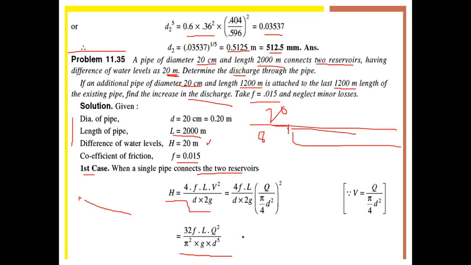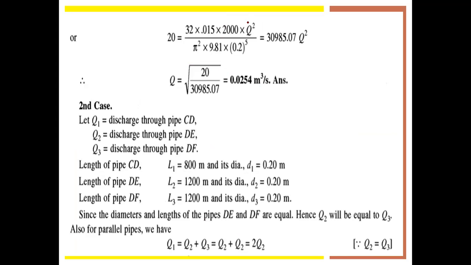What is the H value? 20 meters. What is the 32 into 0.015? 32 into 0.015. L is equal to 2000. Q square we don't know. Pi square into 9.81 into 0.2 to the power of 5. So if we substitute all this, you are getting this value. Therefore what is the Q here? Q is equal to root of 20 by so on. Therefore finally the discharge is equal to 0.0254 meter cube per second. So that is for the first case.